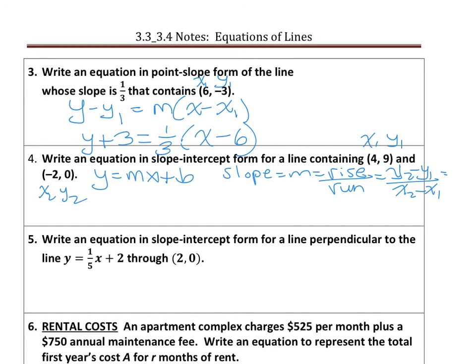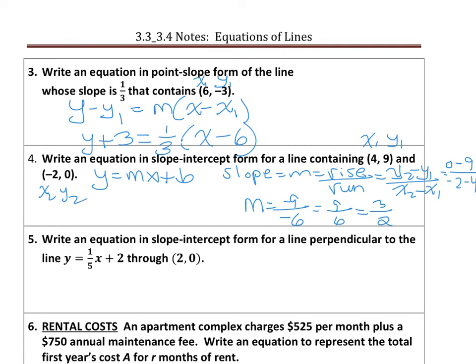So we've got 0 minus 9, and we've got -2 minus 4. I'm running out of room. So I have slope equals -9 over -6. A negative divided by a negative is a positive. Just clean this up a little bit. And you might as well reduce. So both are divisible by 3.